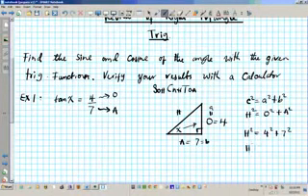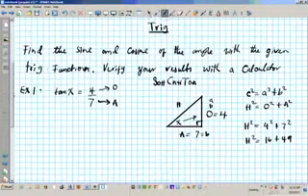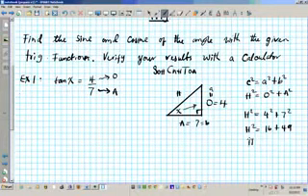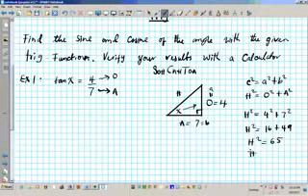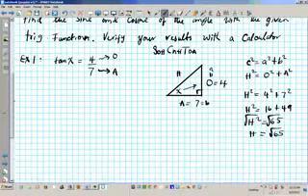Alright, so h squared is equal to 16 plus 49. When we add it up, we're going to have h squared is equal to 65. And the hypotenuse is basically the square root of both sides, the square root of 65. Okay? So can that be reduced any further?